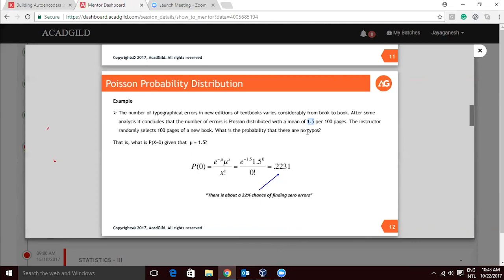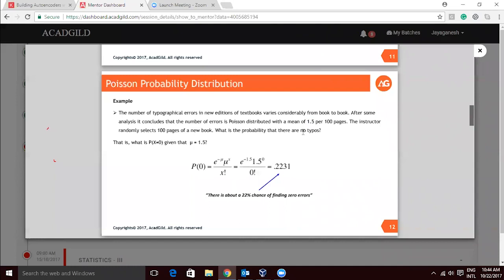The distribution is a Poisson distribution, so we can use its probability density function. The probability of 0 is e to the power of minus mu, where mu is 1.5, times 1.5 to the power of 0, because we asked for zero typo errors, divided by 0 factorial, which is 1. When you put this into the calculator, you get 0.2231, meaning there is nearly a 22% chance that we won't get a typo error. Simple. This is what the Poisson distribution is.